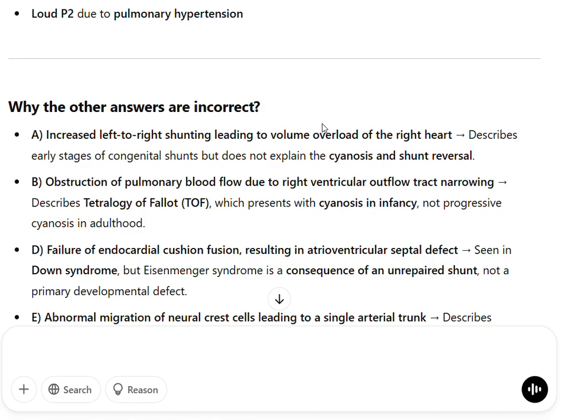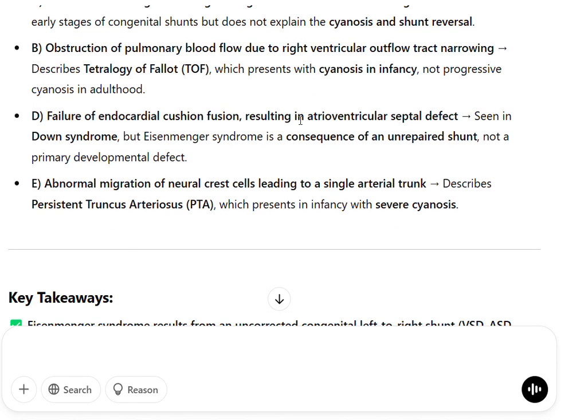D. Failure of endocardial cushion fusion resulting in atrioventricular septal defect, seen in Down syndrome, but Eisenmenger syndrome is a consequence of an unrepaired shunt, not a primary developmental defect. E. Abnormal migration of neural crest cells leading to a single arterial trunk. This describes persistent truncus arteriosus, PTA, which presents in infancy with severe cyanosis.